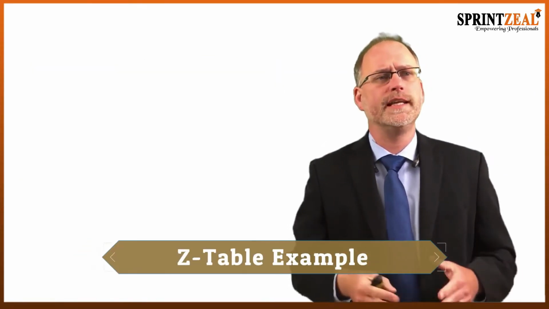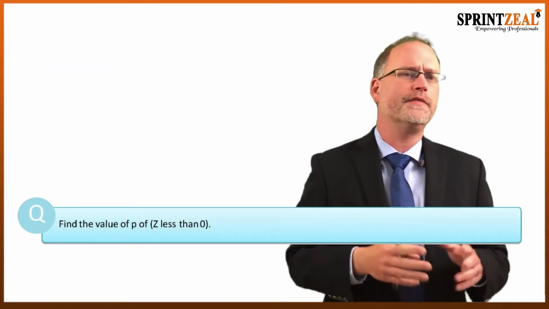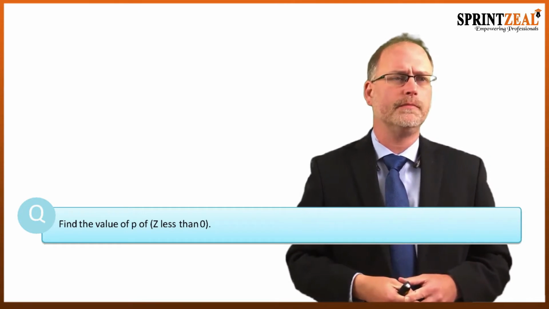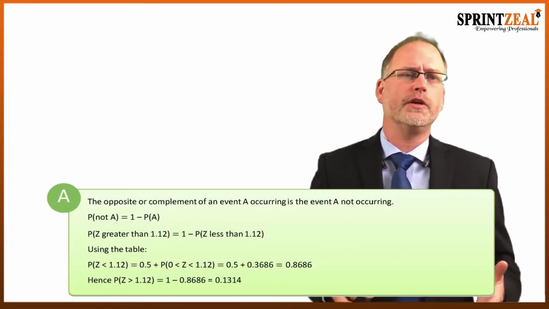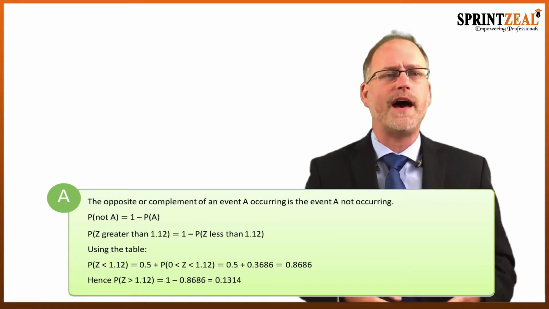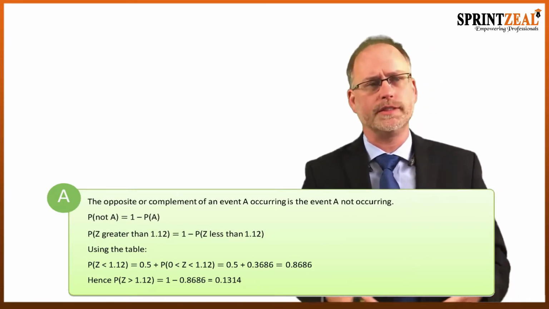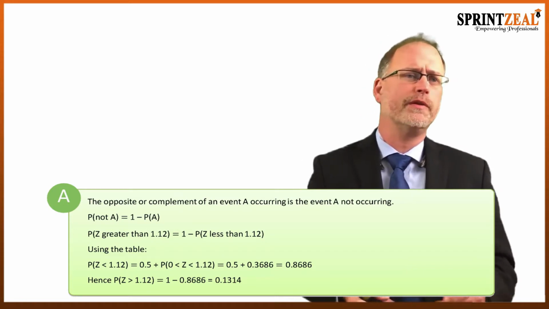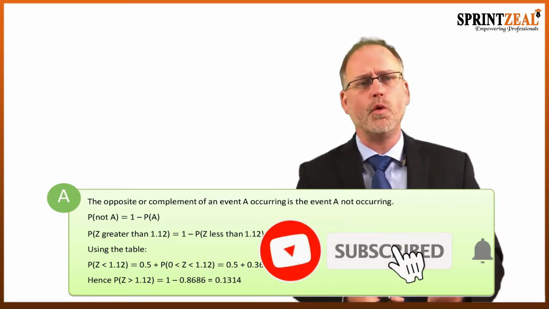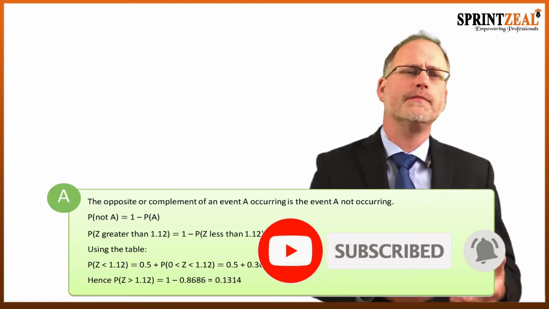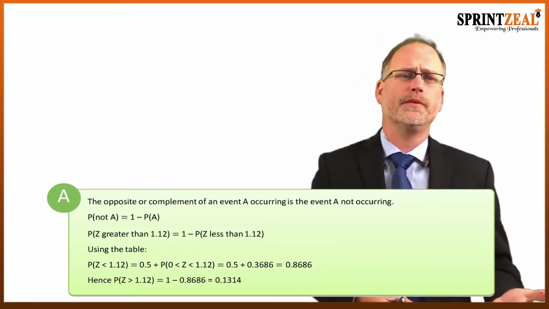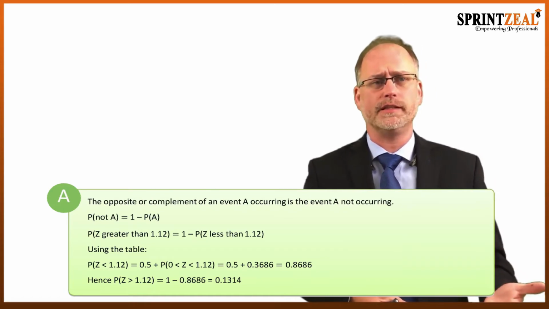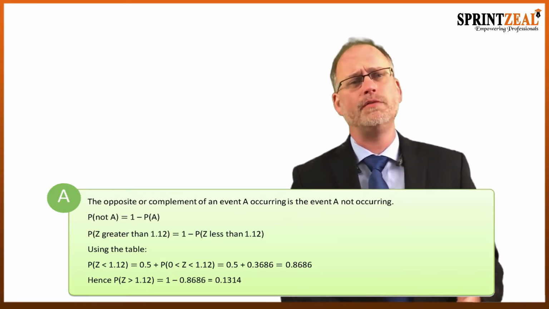So using the z-table, let's find the value of z less than 0. Now there's no need of the table to find the answer once you know that the variable of z takes a value of less than 0 or equal to 0. So first we remember that the area under the curve is 1. And second, the curve is symmetrical about z equals 0. So there's going to be a 50% chance above z equaling 0 and a 50% chance below z equaling 0.